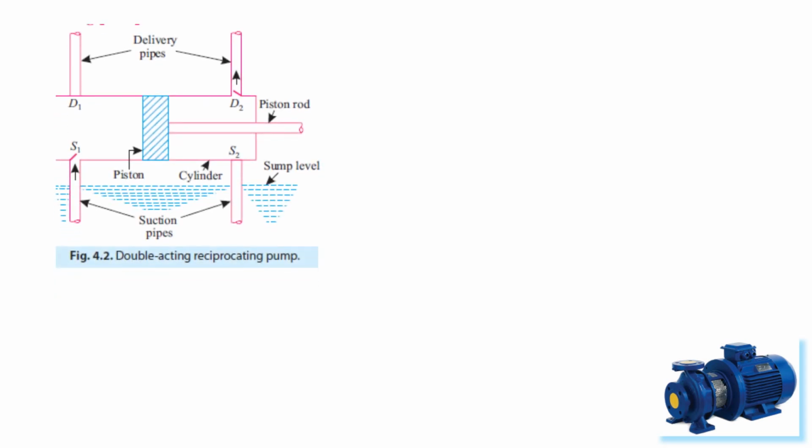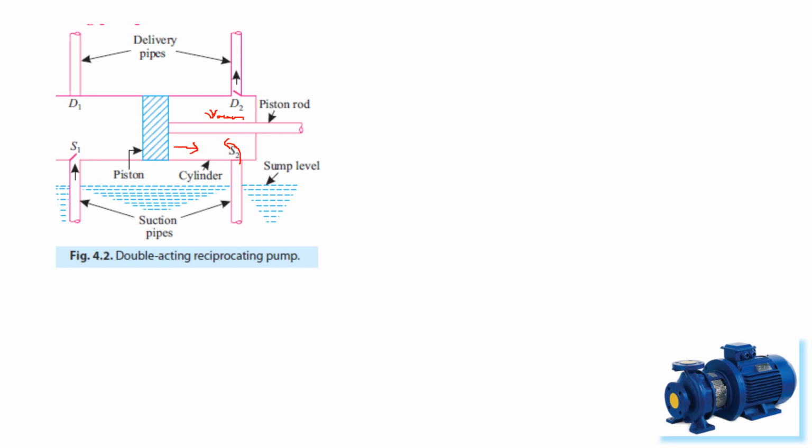A double acting reciprocating pump looks like this. Look here, two suction pipes and two delivery pipes. When the piston moves in this direction, vacuum is created here and water gets into it. When the piston moves in the backward direction, the sucked water is delivered through the delivery pipes.